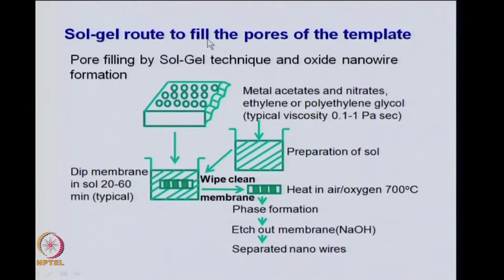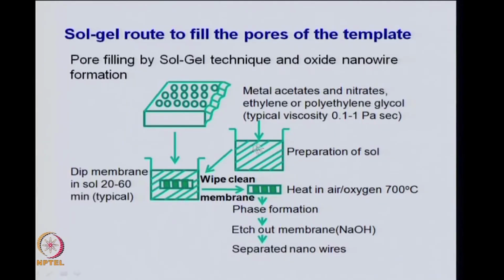So, in this sol gel route, you have the template with the nanopores, and then you make a sol. A sol is typically a system of colloidal particles. So, you have a particle, say some metal hydroxide or metal oxide, whatever. In general, you can have metal salts like nitrates, acetates, oxalates, which dissolve in ethylene or polyethylene glycol, and it makes a kind of network, this polyethylene glycol and this metal form a kind of network, but this network is fluid at this time. So, that is called the sol.